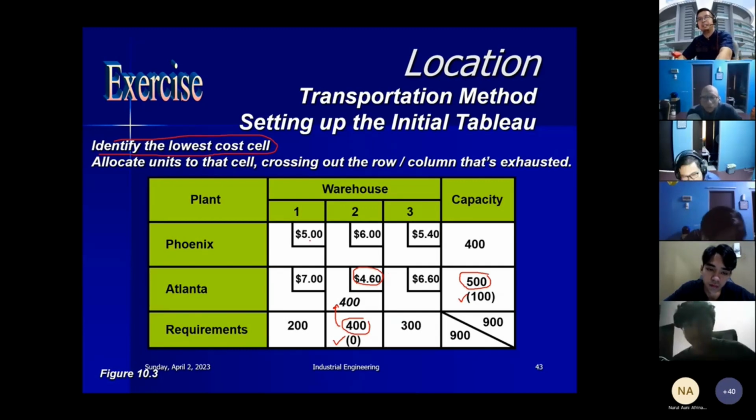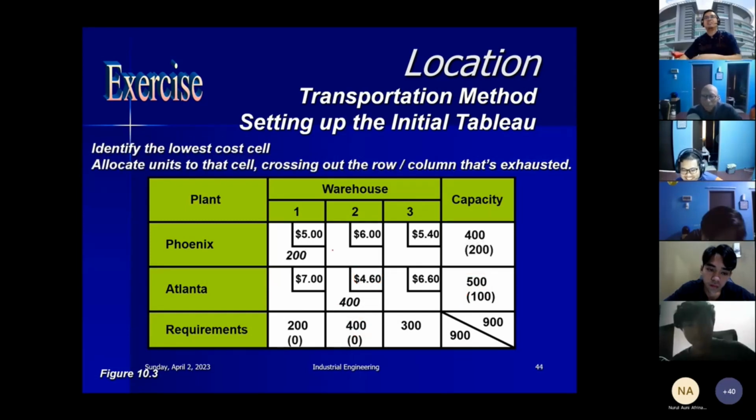Macam nak beli puzzle je, 5 ringgit. Mau tabak contoh 5 ringgit.